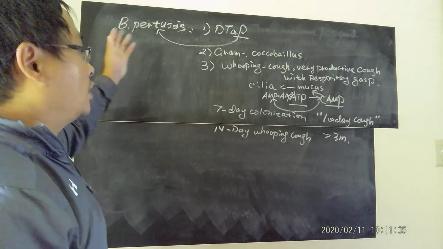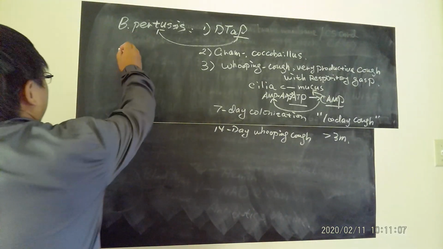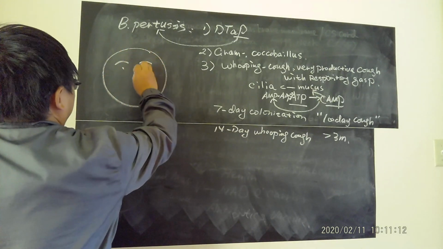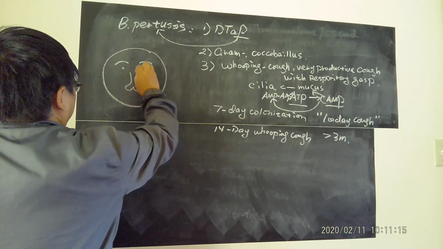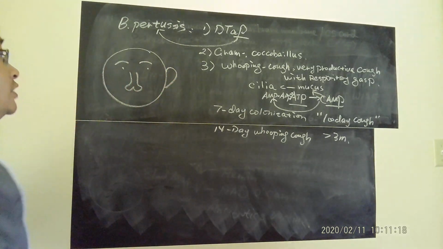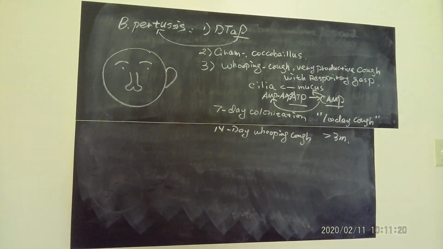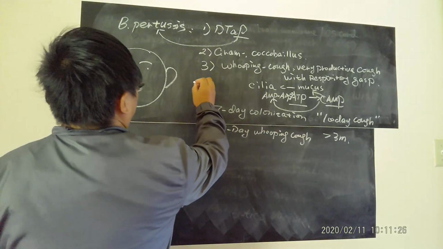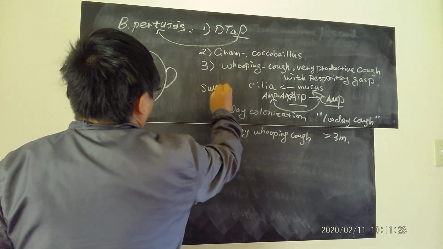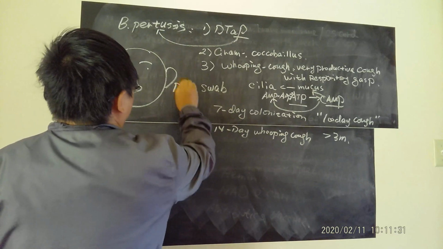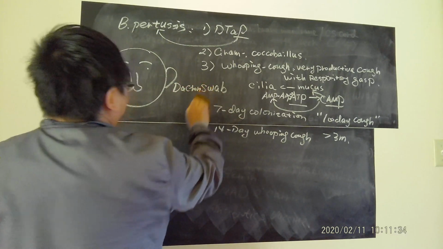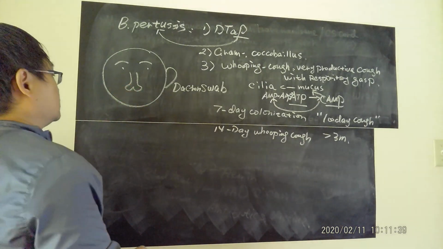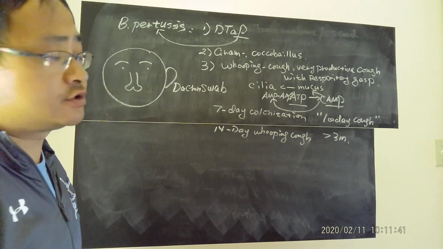Now, how you do a diagnosis is the key. So what they do to diagnose. So if we draw a picture, okay, if the kids have whooping cough symptoms, the doctor will use a swab. That's not really a general swab. That is called a dacron swab. Then the dacron swab will be inserted into the nose. So nasopharyngeal, that's why we call it a nasopharyngeal swab.